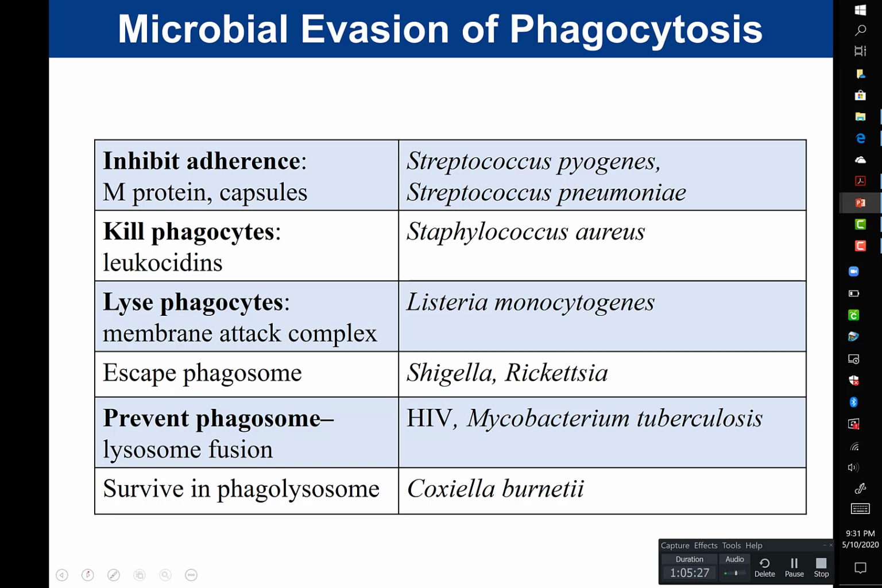Some are going to escape the phagosome, so that vesicle that can form. So Shigella, Rickettsia, etc.